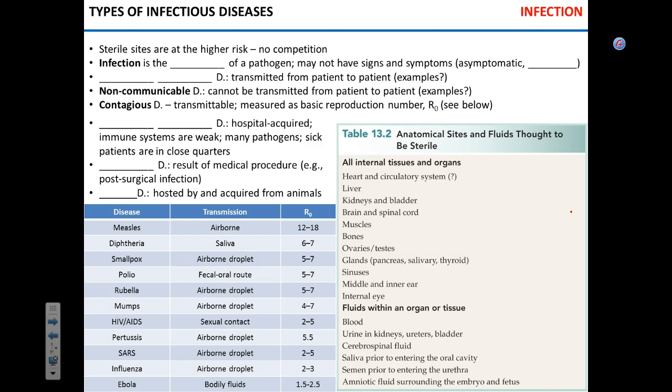yeah, you're screwed. Why? It may or may not cause infection when it's in the intestines, but it will definitely cause massive infection. There you go. Sterile sites are at the highest risk, right? There's no competition. When we talk about wound infection, you essentially put the microbe in the site that is supposed to be sterile. Your tissue, your subcutaneous tissue, your muscle. We good in that? Okay.